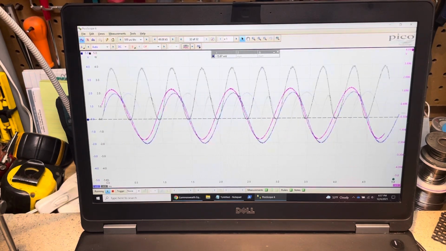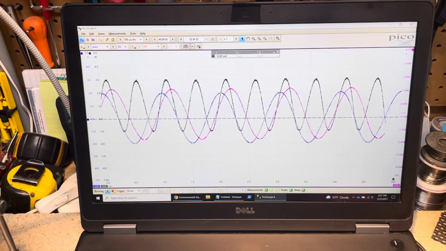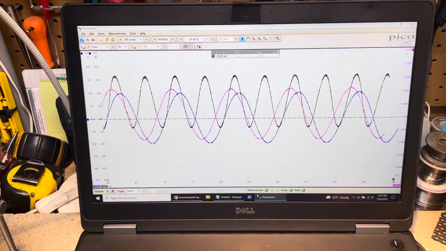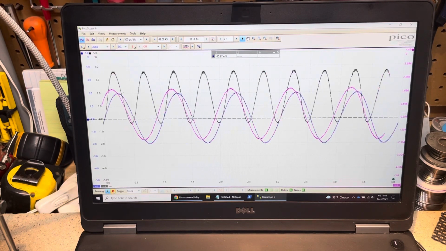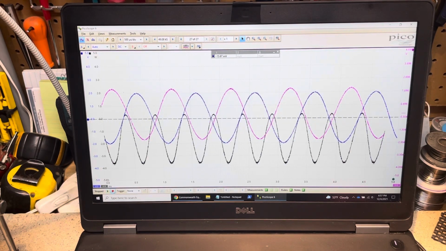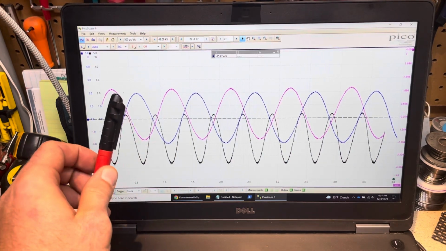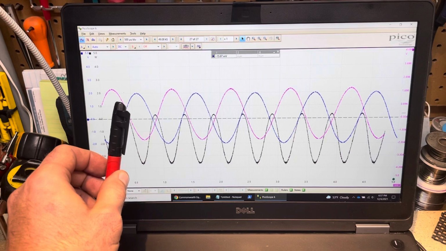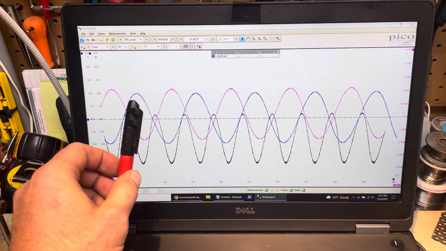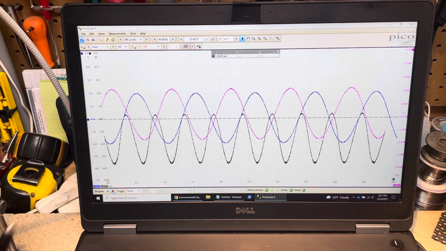Good Lord. Okay, hang on a second. Right there. So what I did is I just offset my current from my voltage. Let me get a better pointer here.